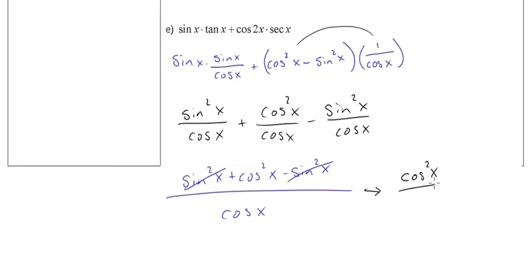And so this is equivalent to cosine squared of x divided by cosine x, which is just cosine of x. All right, hope that helps.